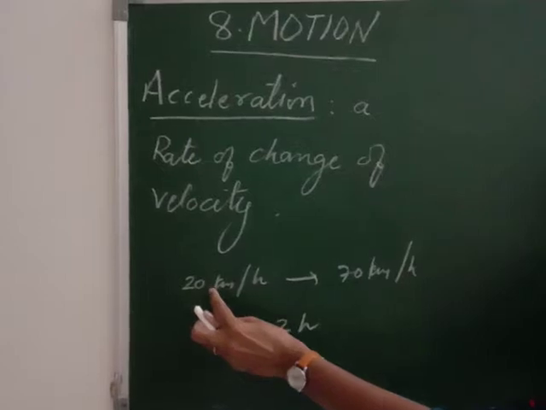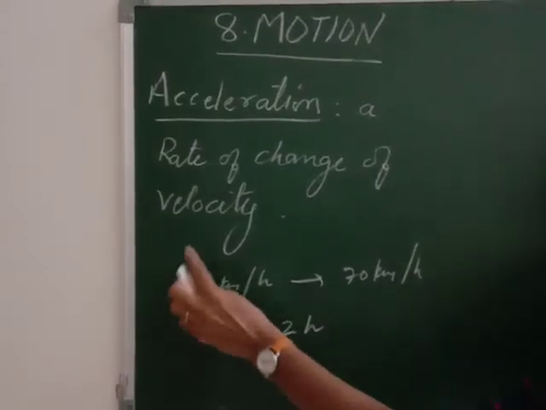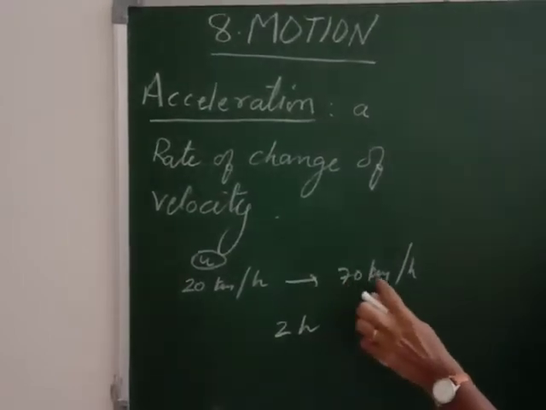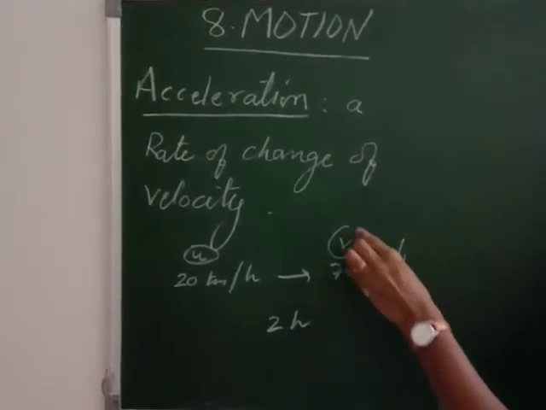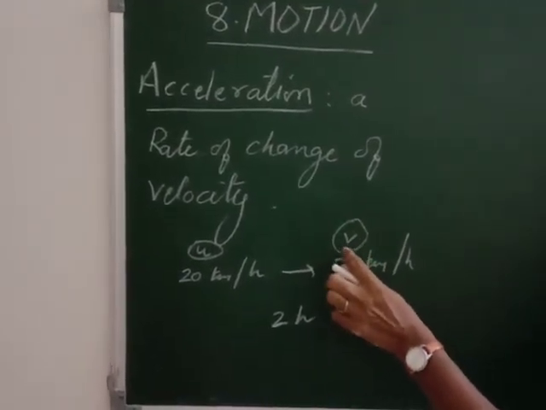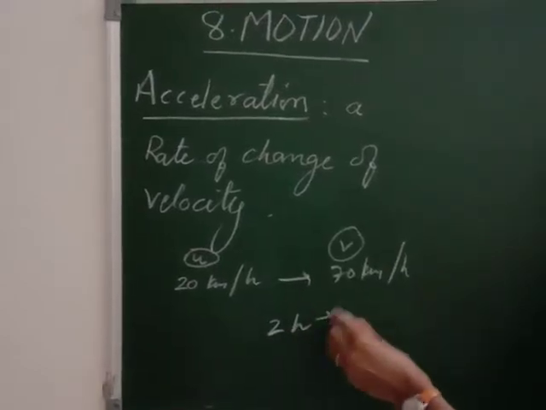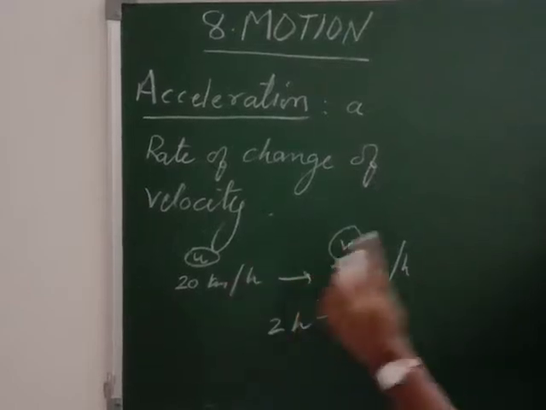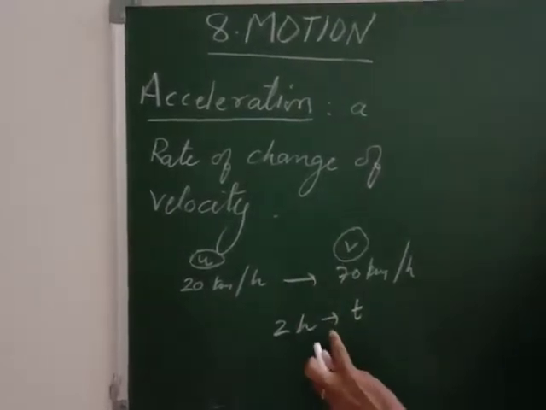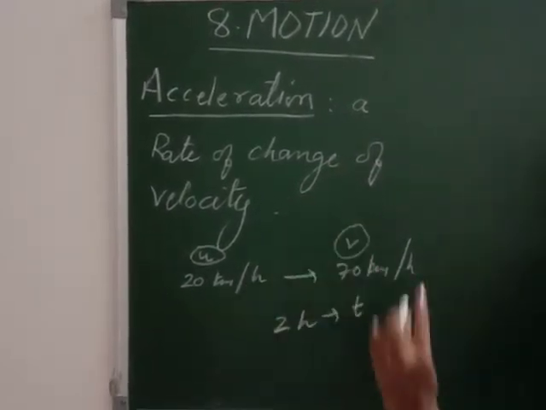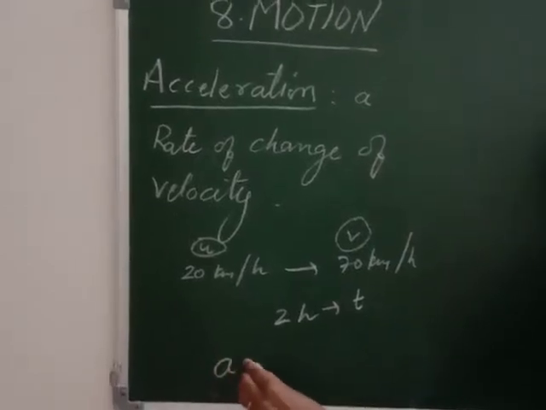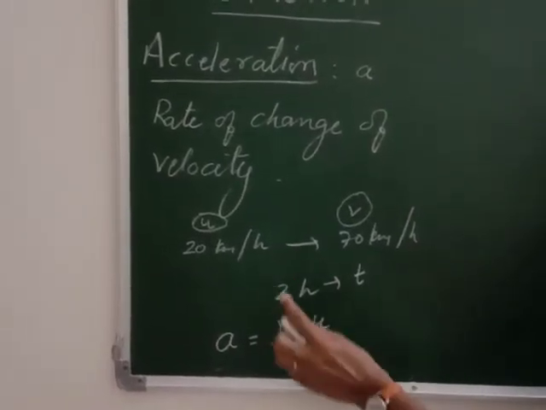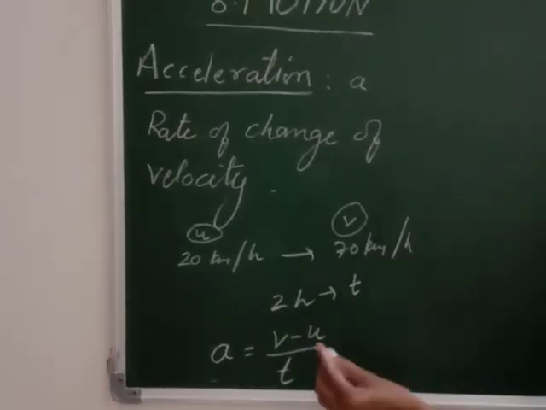Now see, this is your initial velocity and it is represented by u. This is your final velocity and it is represented by small v. And this is the time taken to go from 20 to 70 speed. Now I want to find the acceleration in this situation. So I will say a is equal to v minus u by t. That is the rate of change of velocity.